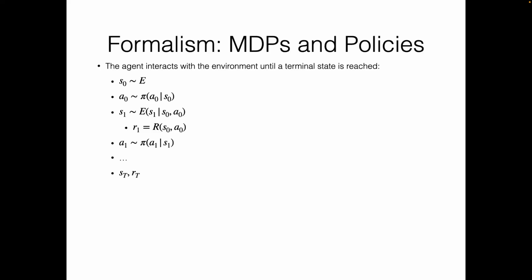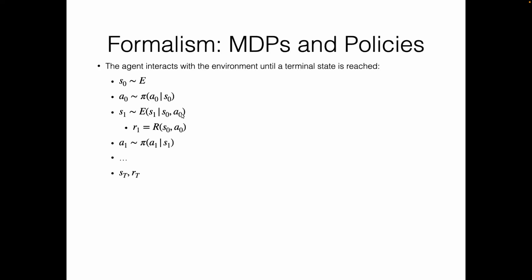Okay, then one more bit of formalizing this. You could think about actually having the agent interact with the environment, and you can think of this as a sequence. Here you get some initial state from the environment. You then take an action using the policy, so it's sampling some action from the policy.